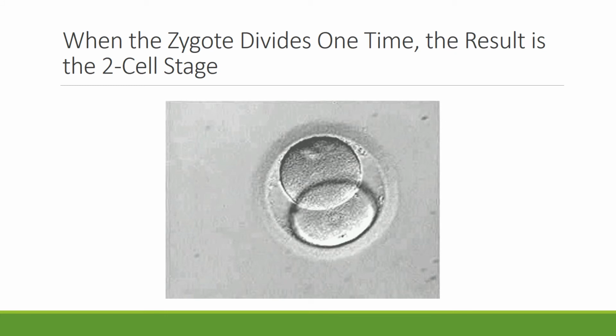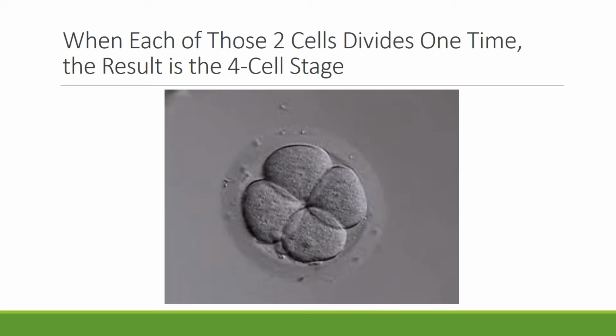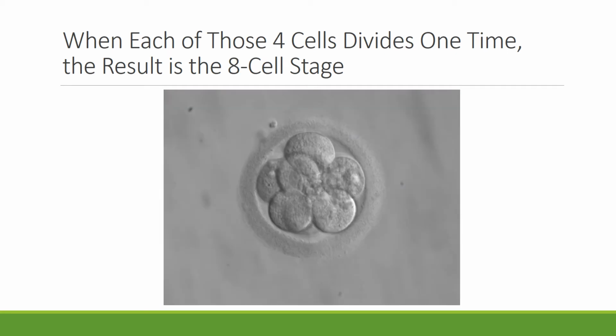Here is a picture of a zygote dividing for the first time. Remember, a zygote is a one-celled organism, so when it divides, the result is a two-celled organism. When each of those two cells divides, the result is a 4-cell stage. You can see that in the picture on this slide. The next division should result in the 8-cell stage seen here on this slide.